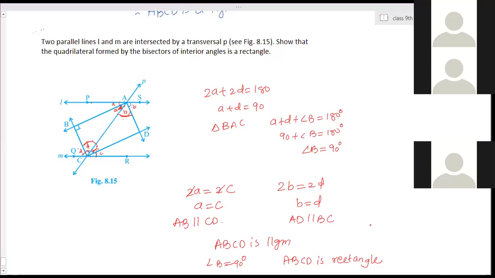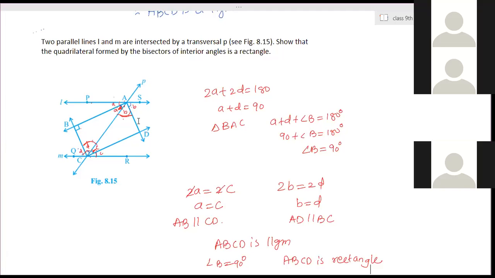There are two ways. One, prove one of the angles 90 and prove that ABCD is a parallelogram by the alternate interior angles equal property. Or show all the angles 90 degrees. Just like how you have shown angle B 90, in a similar way you can prove D also 90. Then A plus B is 90, and 2D plus 2C is a linear pair, 180. So therefore D plus C is equal to 90. So in the quadrilateral, all angles are 90 degrees. So therefore it is a rectangle. Any one way you can prove.